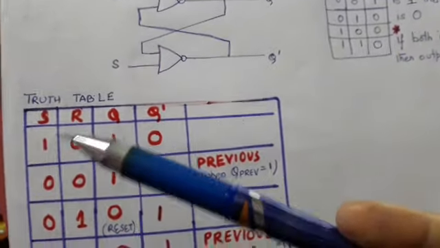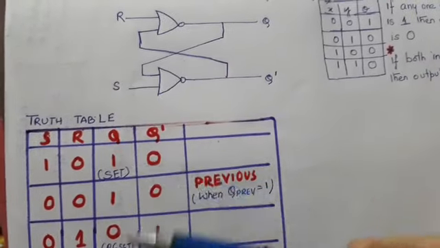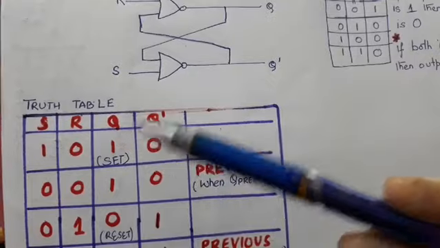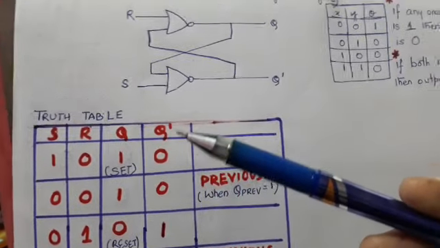So we draw a truth table like this. Columns are like this, and because we have two inputs S and R, we put it like this, and the output is Q, and Q prime is the complement. So if you find Q, you can easily complement that, and that will become your Q prime. Okay, so let us begin.